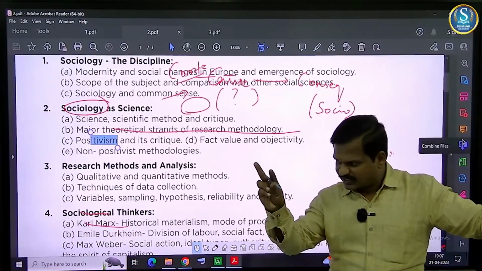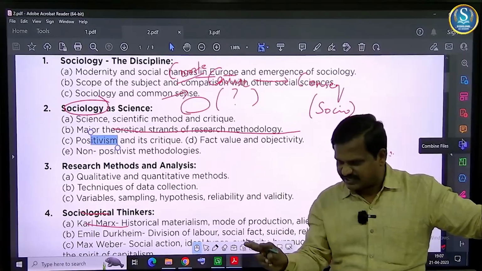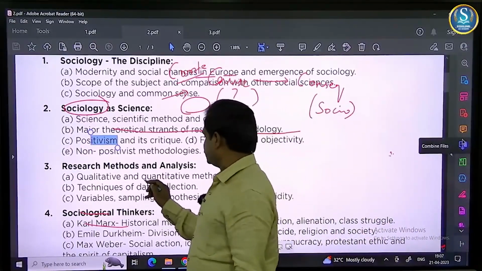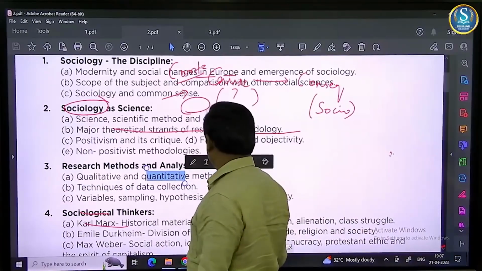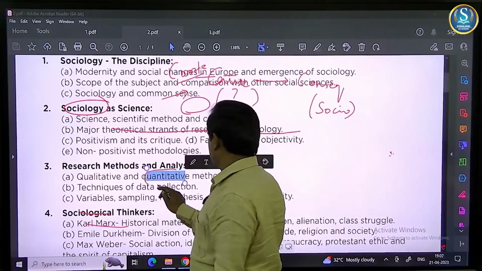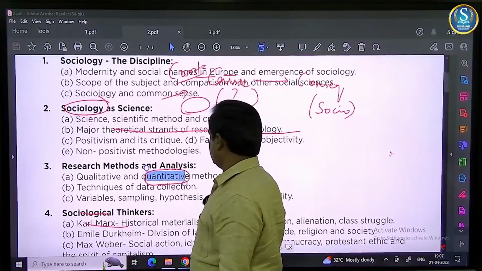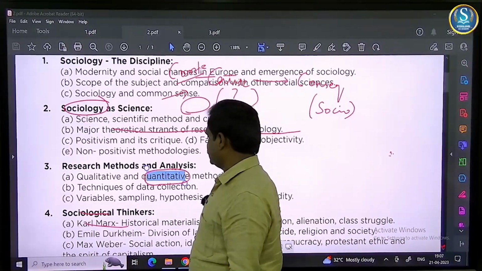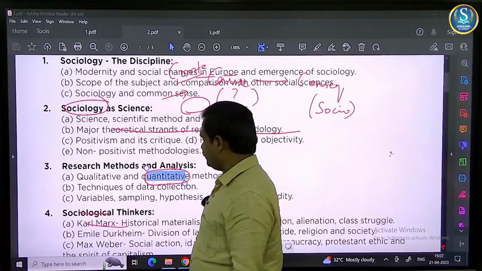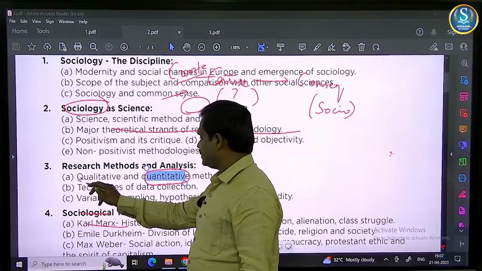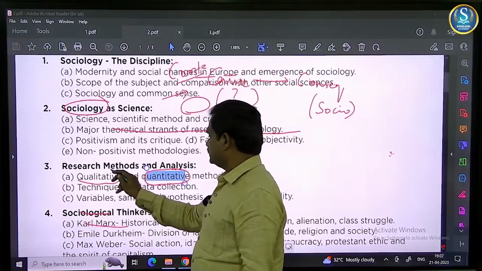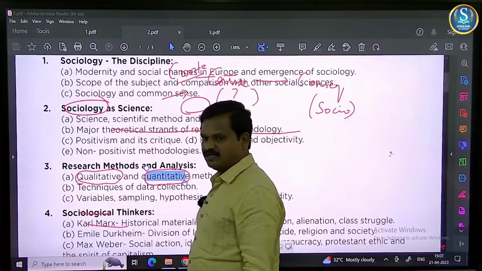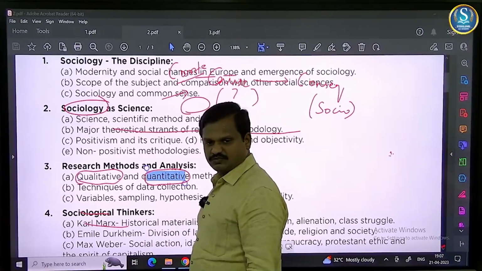The one who says I can study society like science, they support quantitative methods. The one who says sociology can study society like science studies, it is called quantitative. One who says sociology is not a science, so we cannot have quantitative study, we can only have qualitative study, they are called as who?